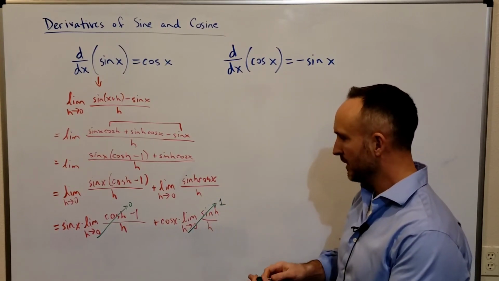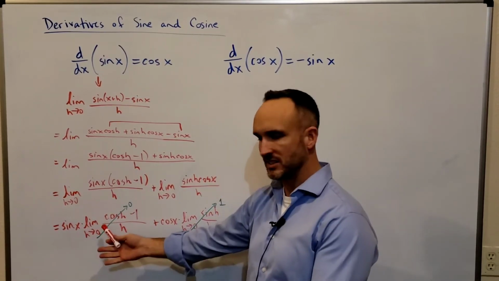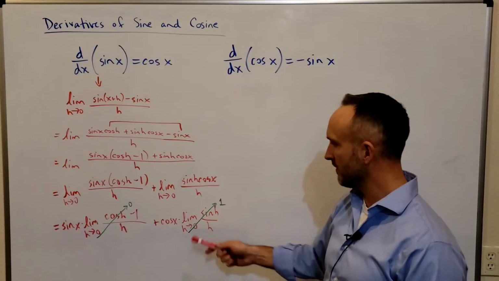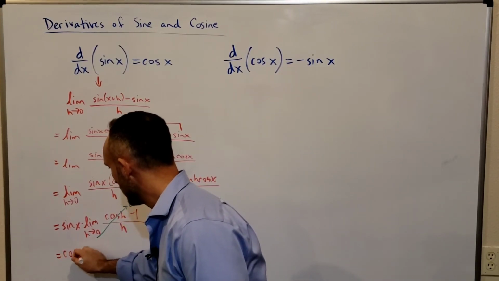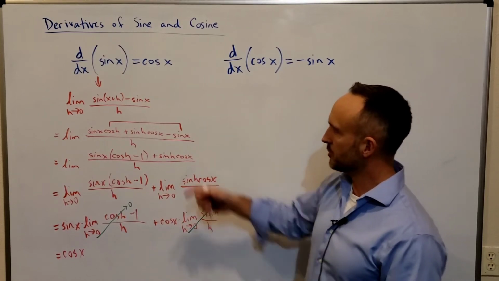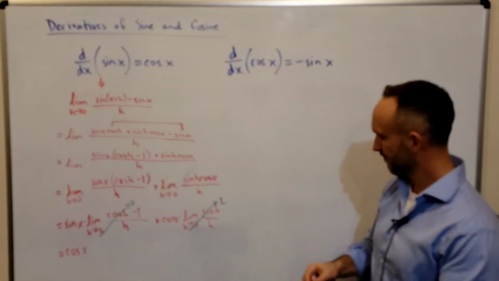And so what ends up happening is you get sine of x times 0, so that's 0, plus cosine of x times 1, which simplifies to just be cosine of x. So the derivative of the sine function is cosine of x, okay?